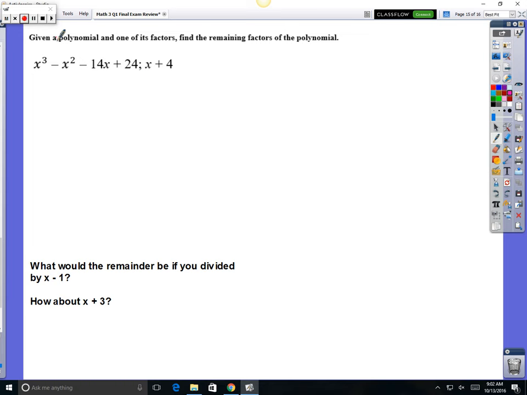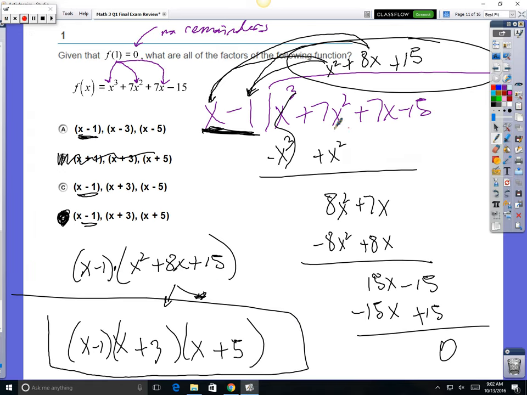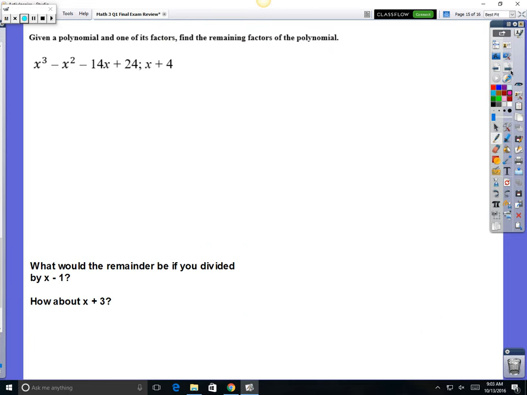Given a polynomial and one of its factors, find the other factors. So that's what we just did. That was this problem right here. So we're going to find all 3 factors, and once you find this factor, you're going to factor it down into 2 more factors. So here we go. The polynomial is x cubed minus x squared minus 14x plus 24, and you're dividing that by x plus 4.